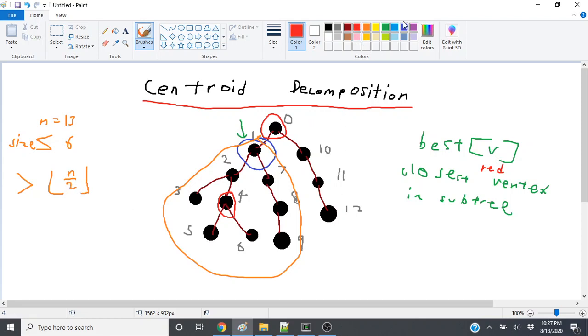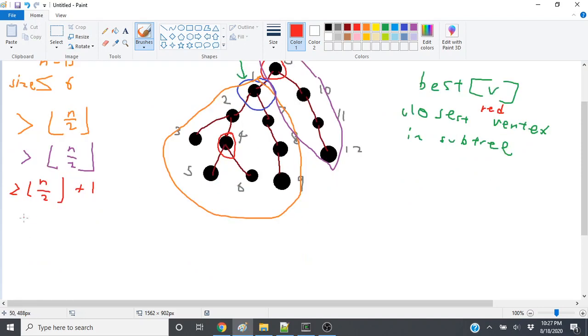And if we now conjecture that this subtree also has size greater than floor n over 2, well, being greater than floor n over 2 is the same as being greater than or equal to floor n over 2 plus 1, because these are integers. And the sum of these two subtree sizes is therefore greater than 2 times floor n over 2 plus 1. But now here we get to a contradiction, because this is greater than n. Like, we have 2 times floor n over 2 plus 2.